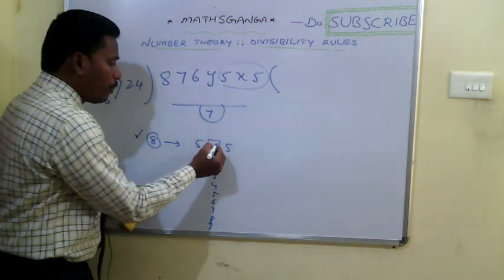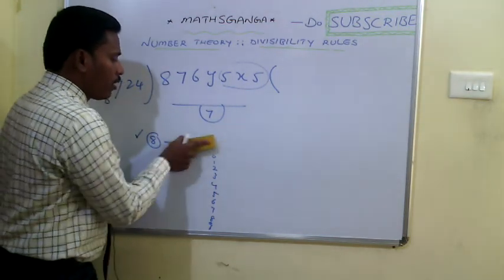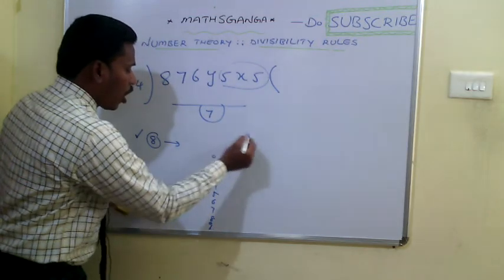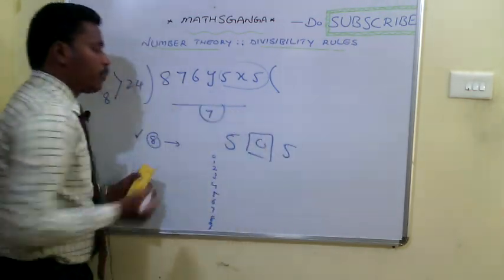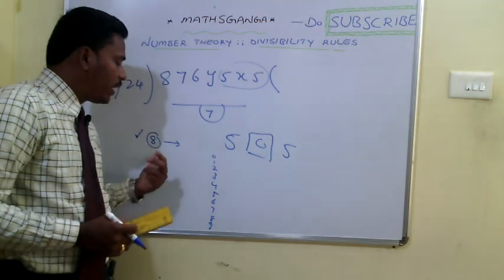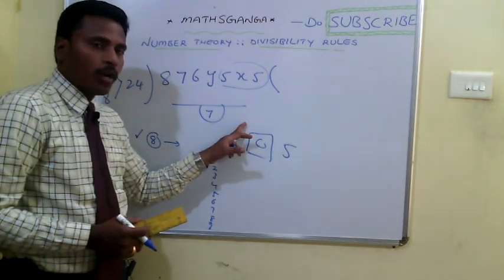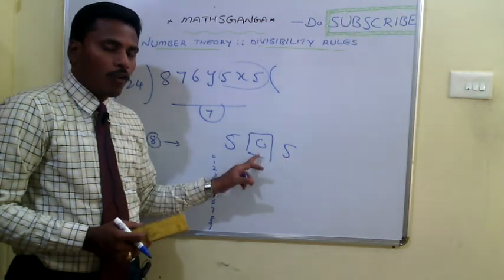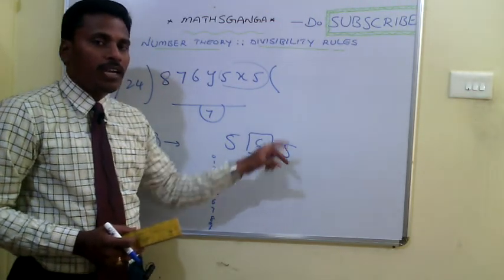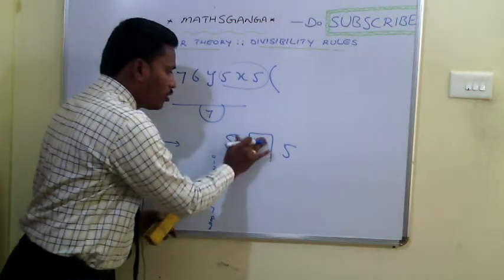If you replace this place with 0, what do we have here? The last 3 digits, 5 0 5. Divide with 8. 8 6s are 48, and you are left with 25. 8 3s are 24. It is leaving remainder 1. So 0 is not possible.